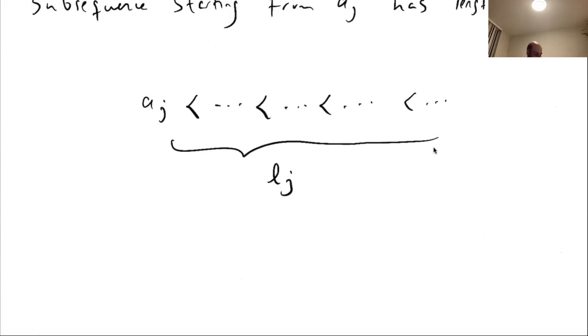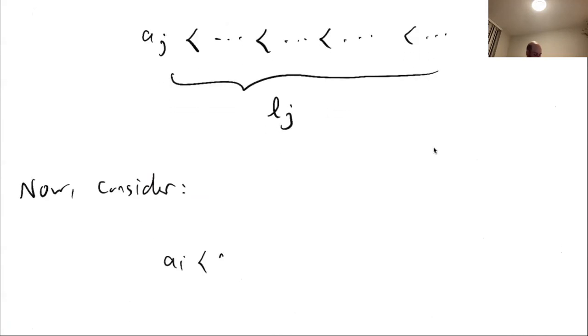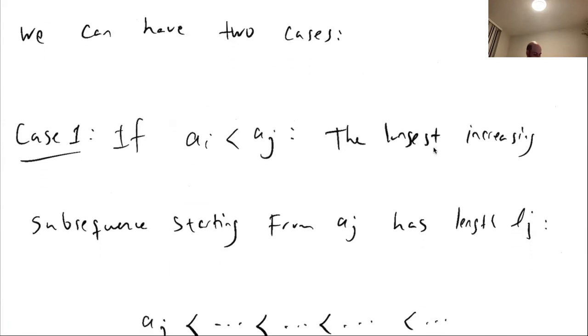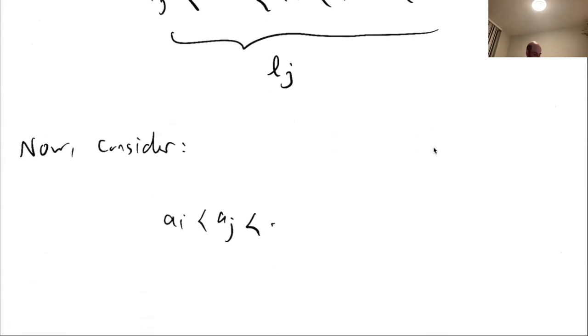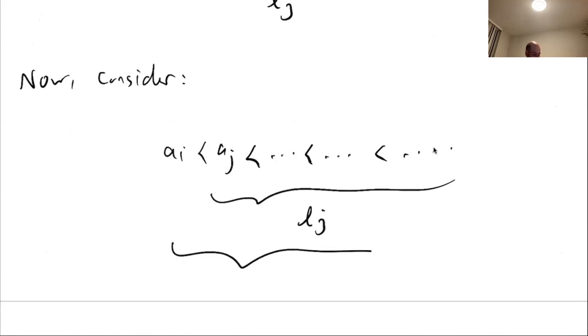So now consider AI, which is less than AJ. Remember, that's my assumption in case 1. And this is less than. So we said that this has length LJ. So this will have length LJ plus 1. If this part has length LJ, well, then the whole subsequence will have length LJ plus 1.